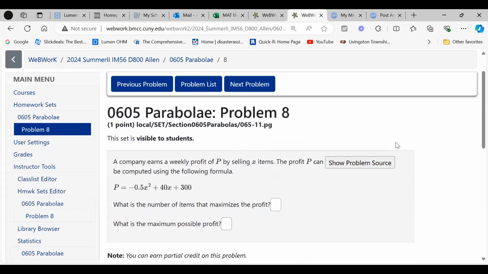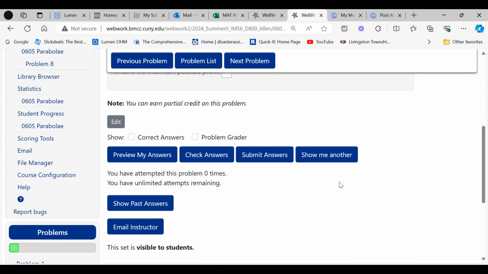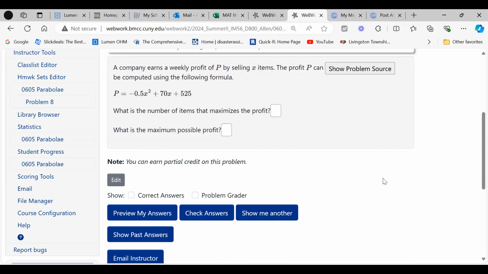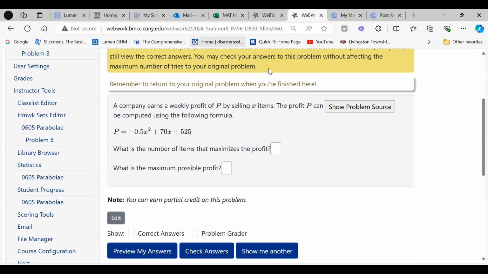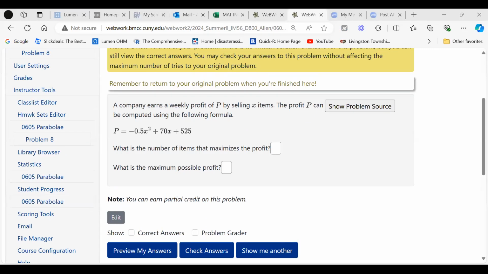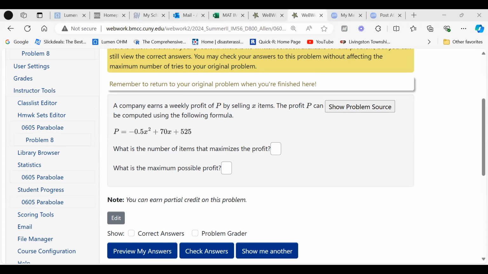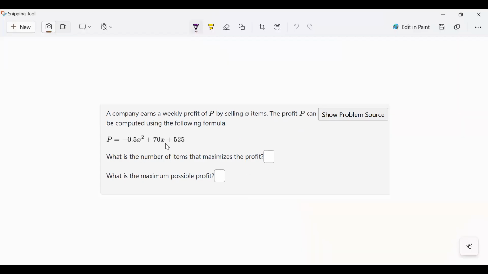So now the last couple of questions are about the application. So let's look at it. You are going to the business field. It's really a very useful concept. So the company earns a weekly profit of P by selling x items. And the profit P is computed using the following quadratic function. Right? This is a quadratic function. So what is the number of items that maximizes the profit?